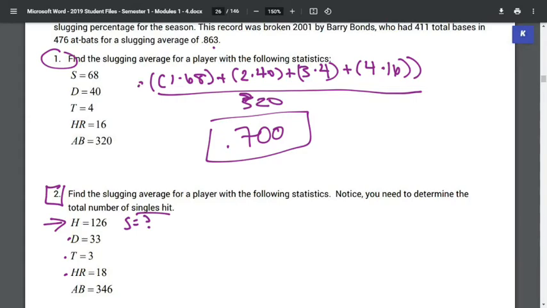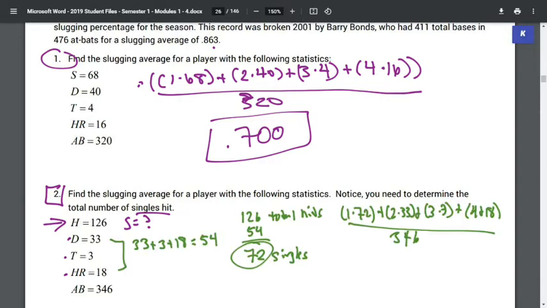So I want you to pause this video and try this one on your own. Okay, so this is how we set everything up. I'm going to subtract the hits that we have, which is 54, from his total hits, which is 126. So we get 72 singles that he hit.